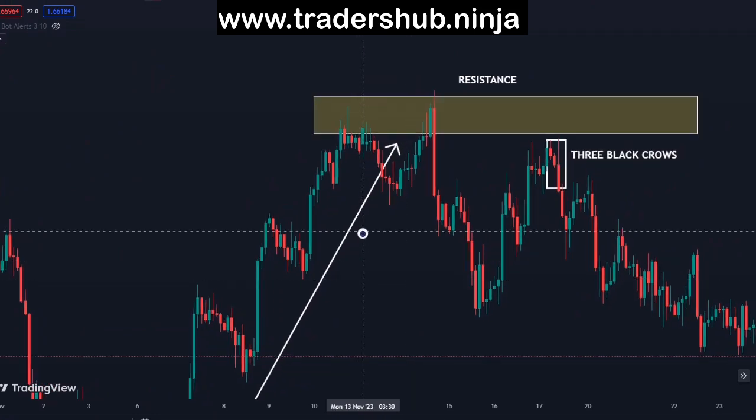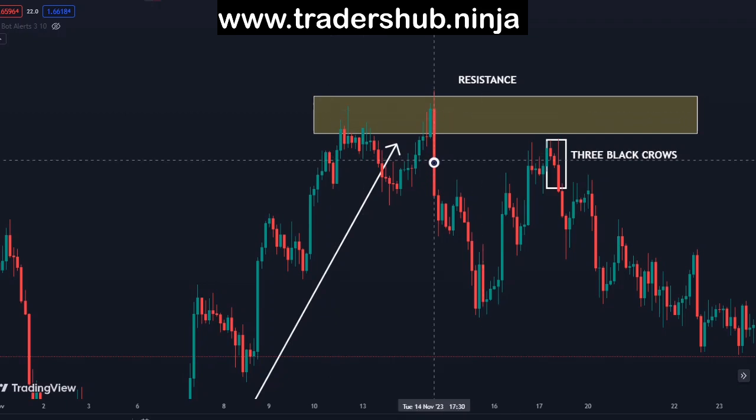And then another price level served as a resistance. Here sellers are in control of the market. Look at this particular candle. It was a bearish Marubozu candle. So we are ready to take a sell entry.